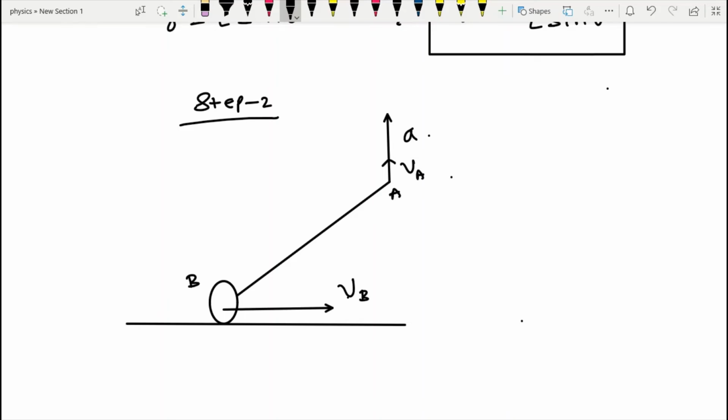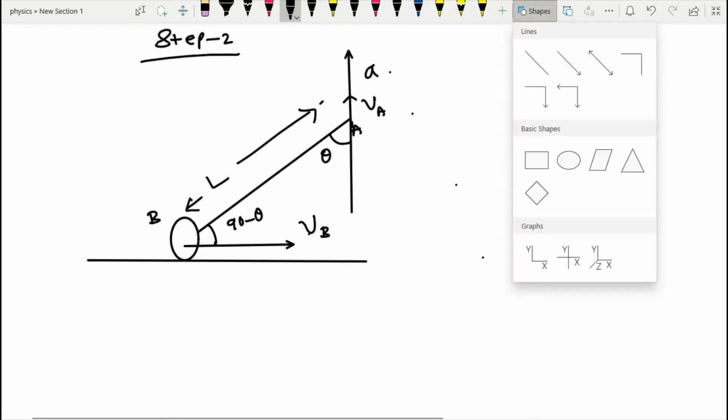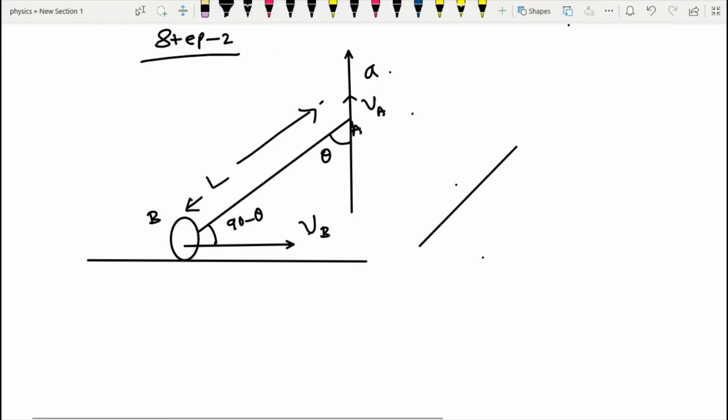So you can notice the angles here. We have already seen those angles. This angle is clearly given in the problem as theta, and you can see this is 90 minus theta. So this is the situation. The length of the thread is constant. It does not change. Its value is L. So by using the constraint equations, you can get the relation between the velocities.